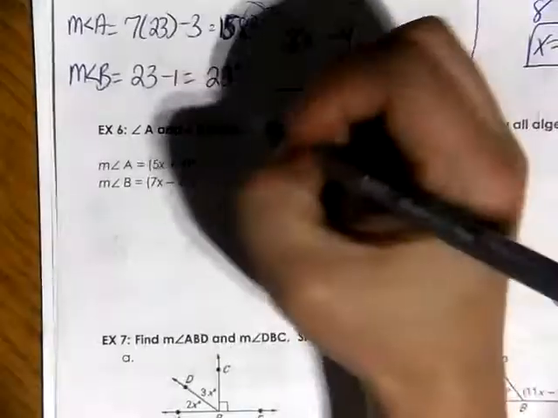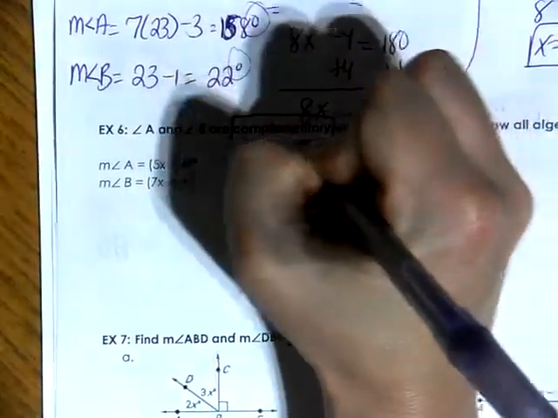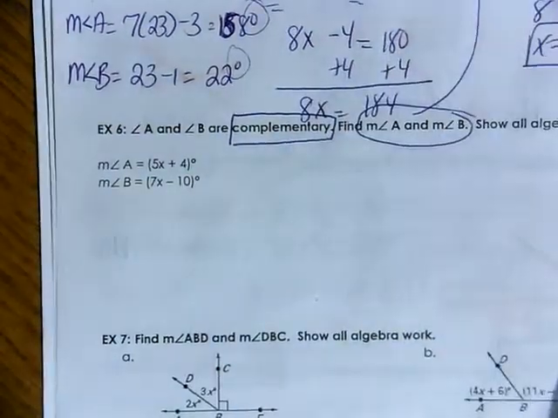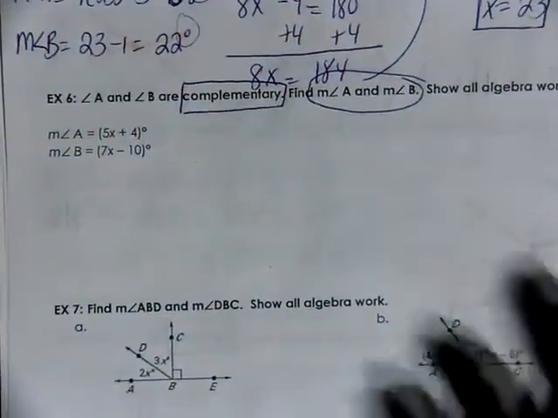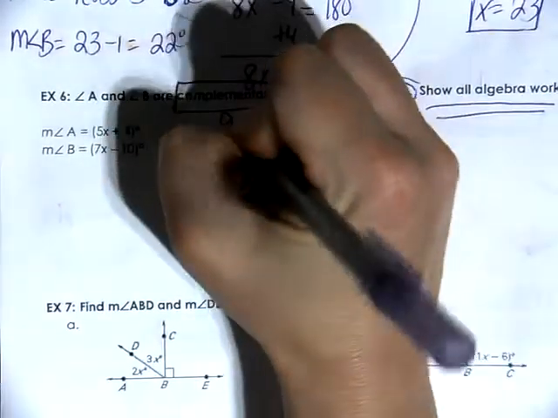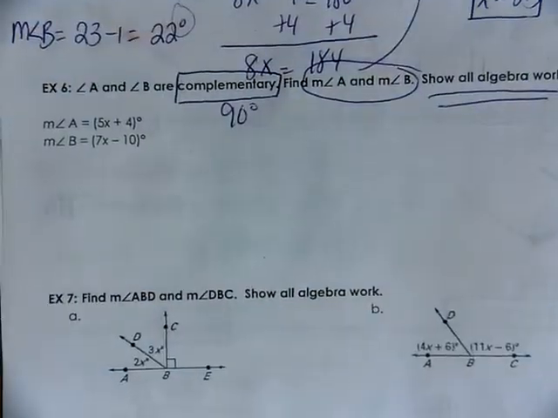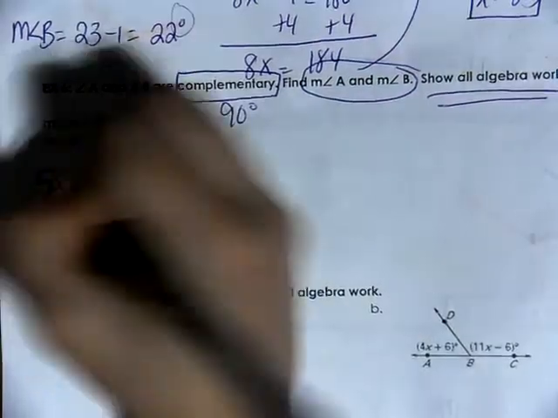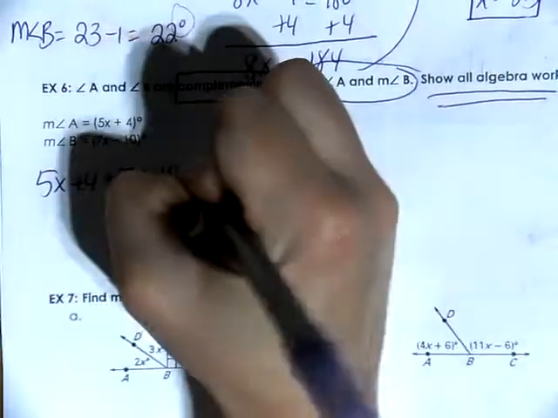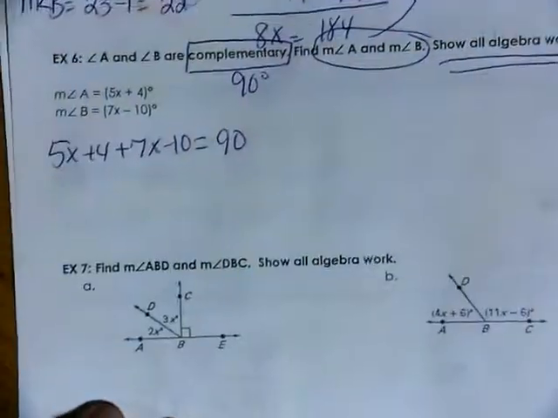Example number 6 is very similar. We are told that angle A and angle B are complementary. So we want to find what the measure of angle A and the measure of angle B is, showing all of our algebra work. So remember, complementary means that they add to equal 90 degrees. So we're going to write 5x plus 4 plus 7x minus 10 is equal to 90 degrees this time.